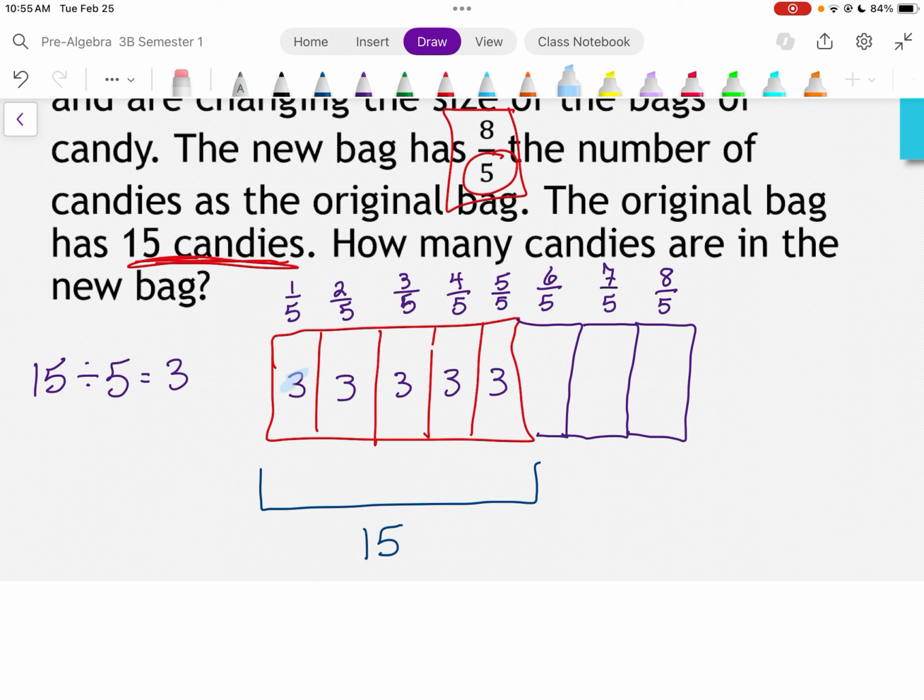And again, each part has to have the exact same amount of candy. So because the first 5 parts all had 3, the new parts are also going to have 3. And that will give us the size of our new candy bag. And if we count all of those up, we are going to end up with 24 candies.